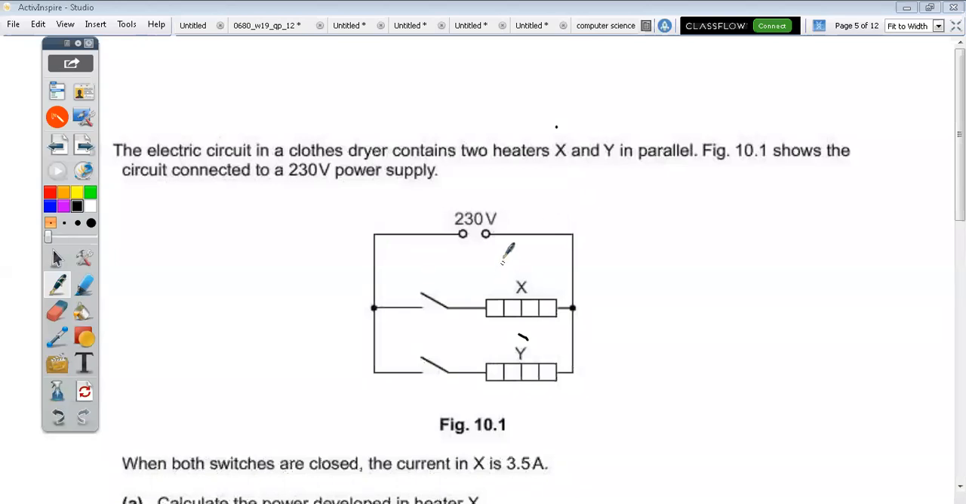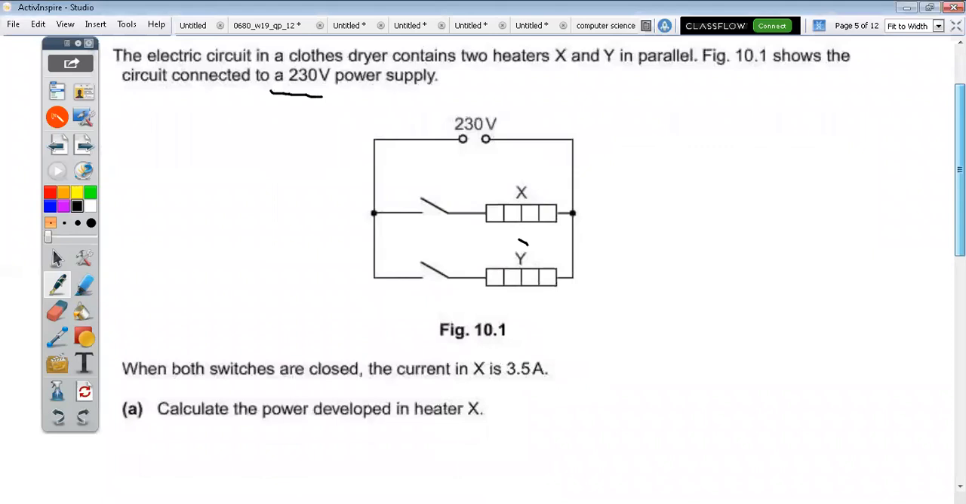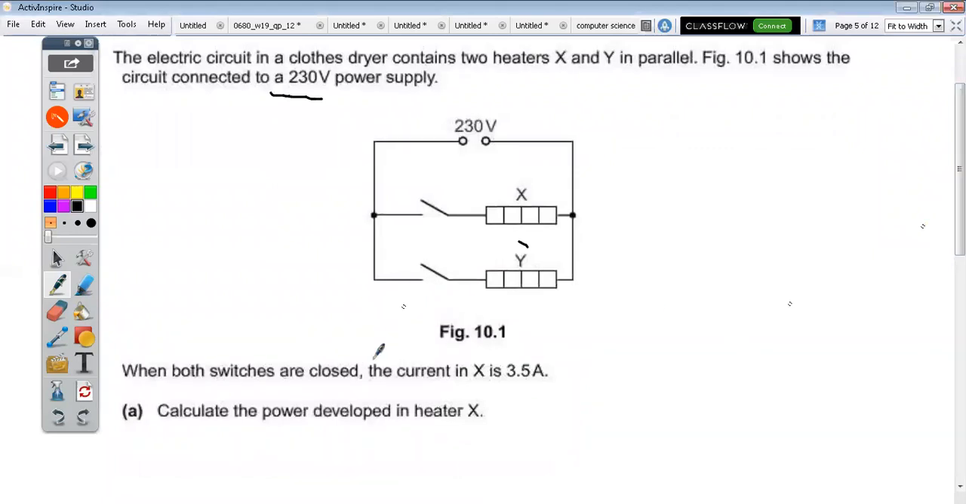Okay, now electrical current in a clothes dryer contains two heaters, X and Y in parallel. Fig 10.1 shows the electrical circuit connected to a 230 V supply. In all your homes, we have 230 power supply. I'm sure you know that. Now, when both switches are closed, the current is what? Is that when you close this and when you close that. Calculate the power developed in the heater.